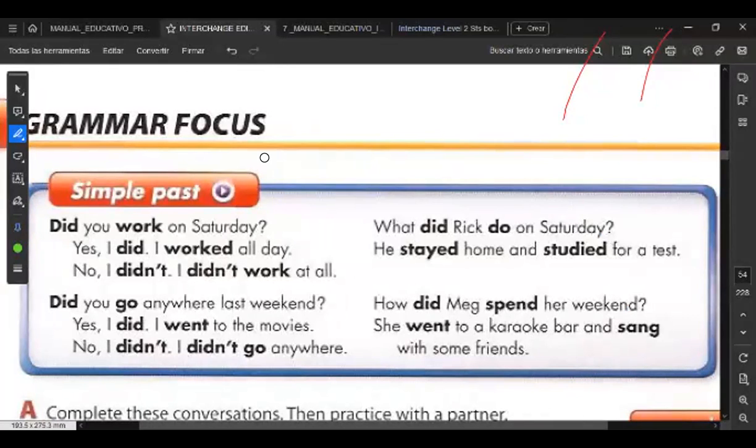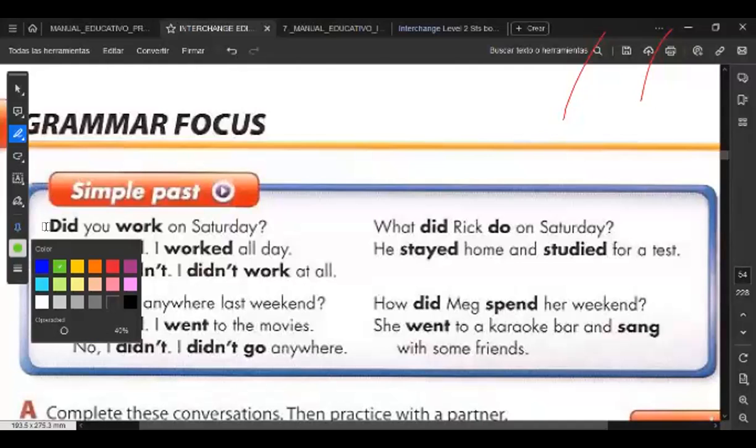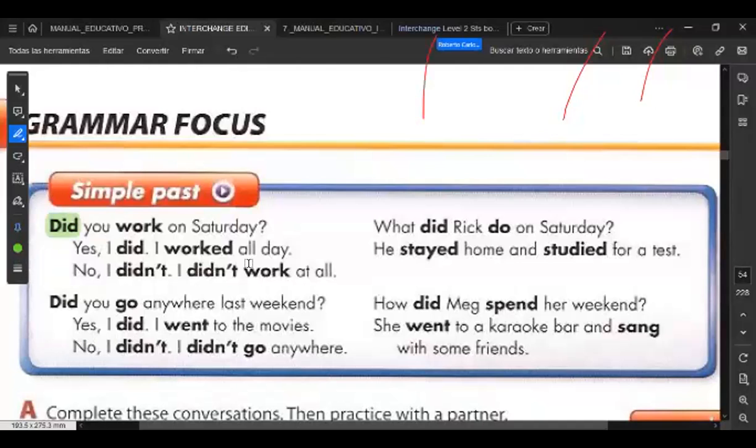Okay, now, in the simple past: did you work on Saturday? Did you work? It's a closed question, because it starts with the auxiliary did. You answer with the same auxiliary, right? You answer with did. Did you work on Saturday? Yes, I did. No, I didn't.